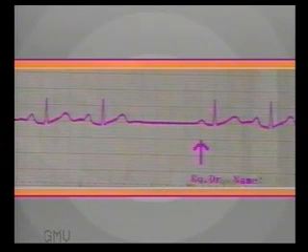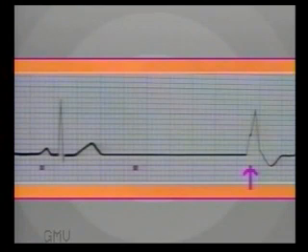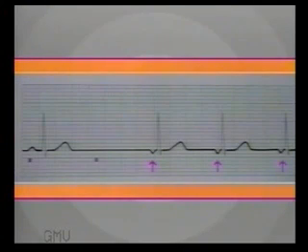So now study the escape beat. This is an atrial escape beat with normal QRS and altered P wave. This is a nodal escape beat with normal QRS and inverted P wave. And this is a ventricular escape beat with wide and bizarre QRS and no P wave. If the SA node does not start functioning again, the escape beats continue and it is termed as an escape rhythm. This is a nodal escape rhythm.